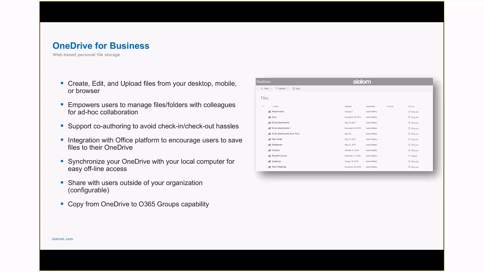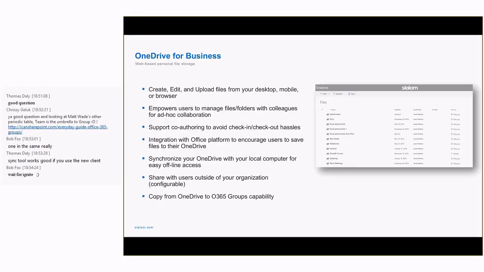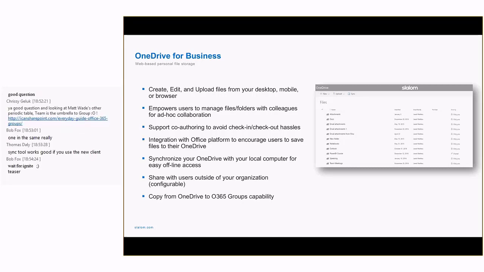The thing that I really love, and this is maybe an underrated feature, is that you can actually copy from your OneDrive to an O365 group. So I could click on one of my work-in-process files and move that to the group area when it's prepped and ready to go. It's a cool thing not everybody knows about.